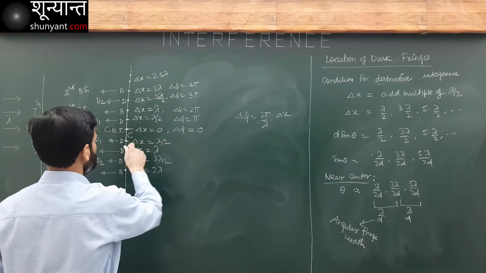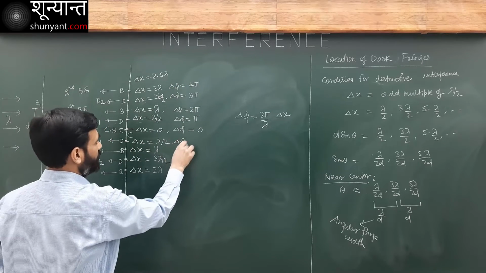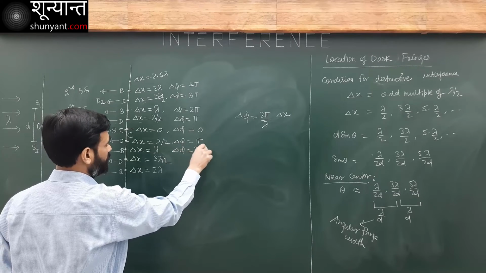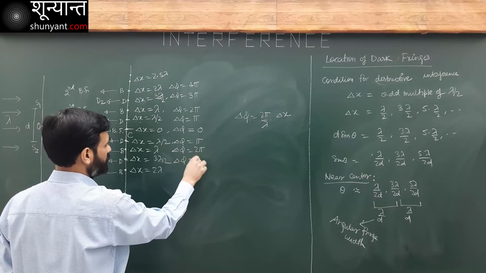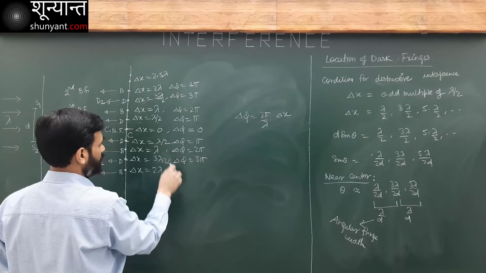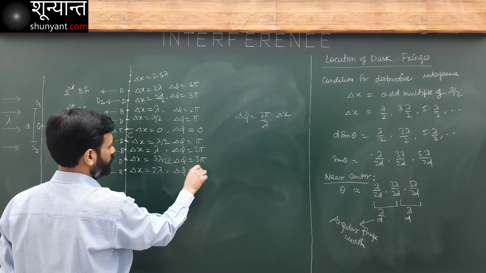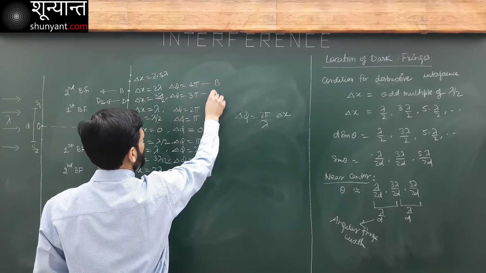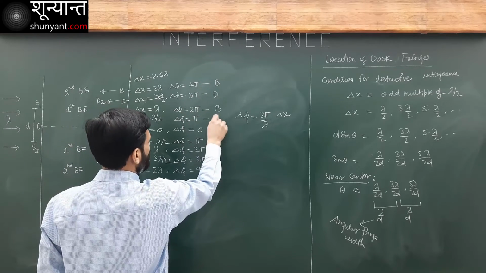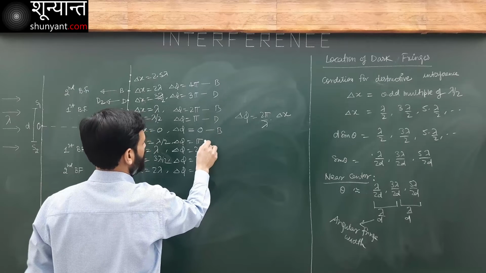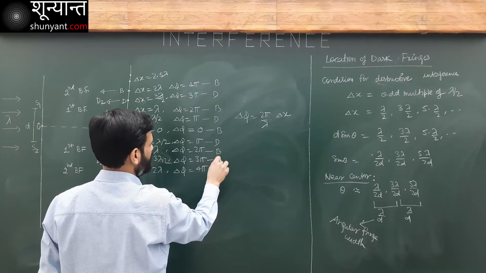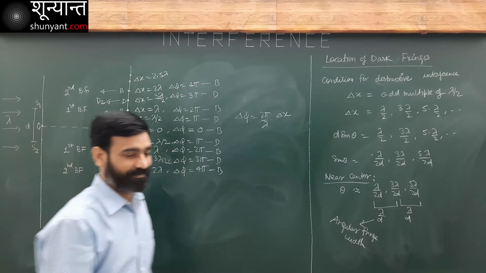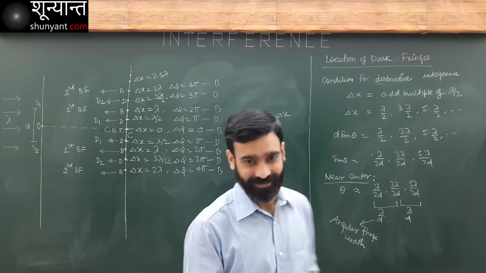Okay? Now let's come down here. Delta phi is going to be equal to pi. Delta phi is 2 pi. Delta phi here is 3 pi. Okay? Delta phi here is 4 pi. Okay? This is a bright fringe. This is a dark fringe. Bright fringe. Dark fringe. Bright. This is dark. Bright. Dark. Bright. Notice the pattern. That's all you have to understand.